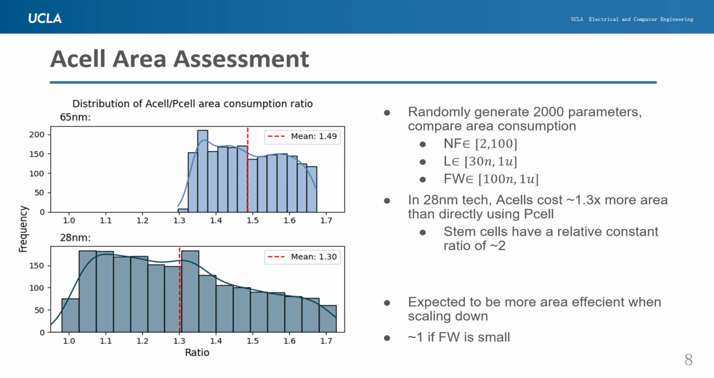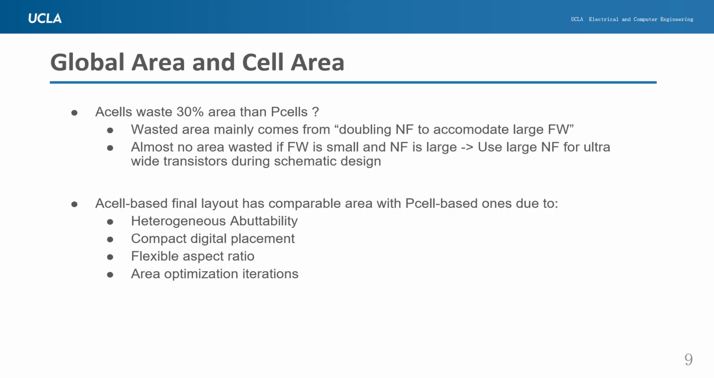We can see that in 28 nanometer, A cells cost roughly 1.3 times more area than directly using the P cells, whereas the stem cells, as shown earlier, will have a relatively constant ratio of 2 because half of the area is wasted. And we did this experiment in both a 65 nanometer technology as well as a 28 nanometer technology, and we can see that this ratio is expected to decrease as we scale down towards more advanced technology nodes. There are a few things that we need to clarify before we go next.